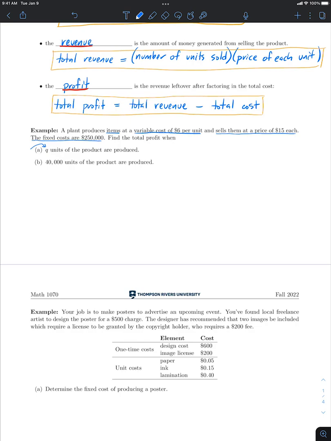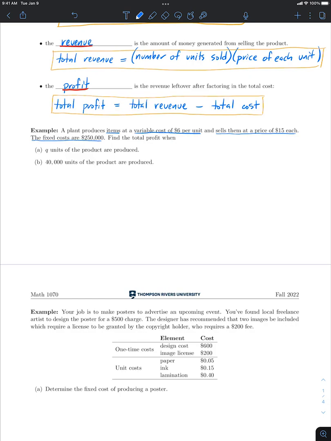Notice that it just says produced in both cases. It just says the word produced here. Interpret that to mean produced and sold. Otherwise, the question is impossible, right? You have to actually know not just how many units are produced, but also how many are produced and actually sold to the market, because that's how you can figure out what the profit was.